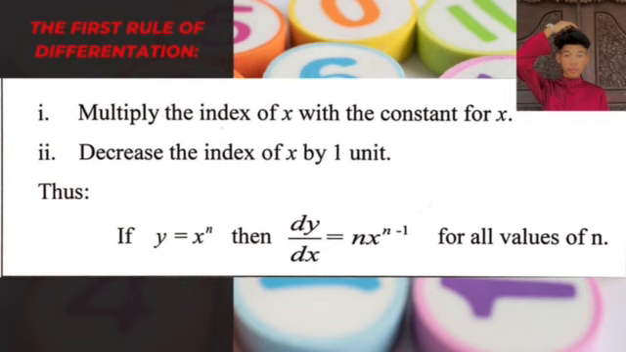The first rule of differentiation. First, multiply the index of x with the constant for x. Second, decrease the index of x by 1 unit. Thus, if y equals x power of n, then dy over dx equals n multiply x power of n minus 1 for all values of n.